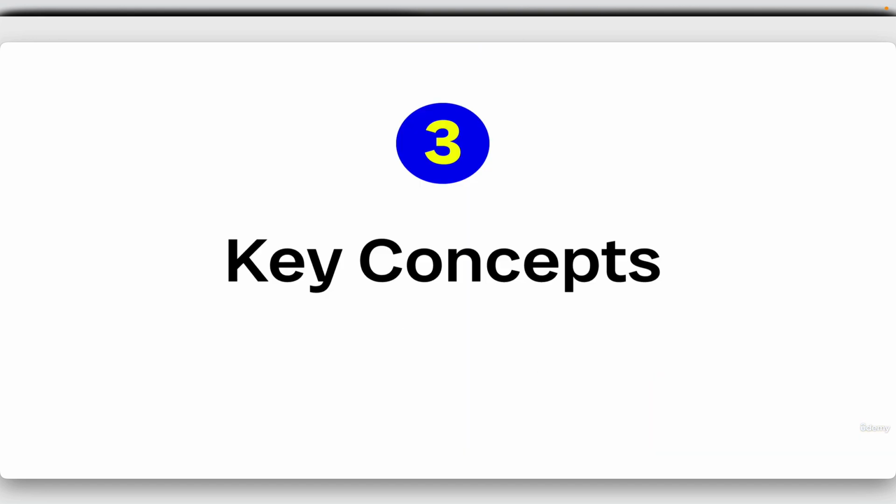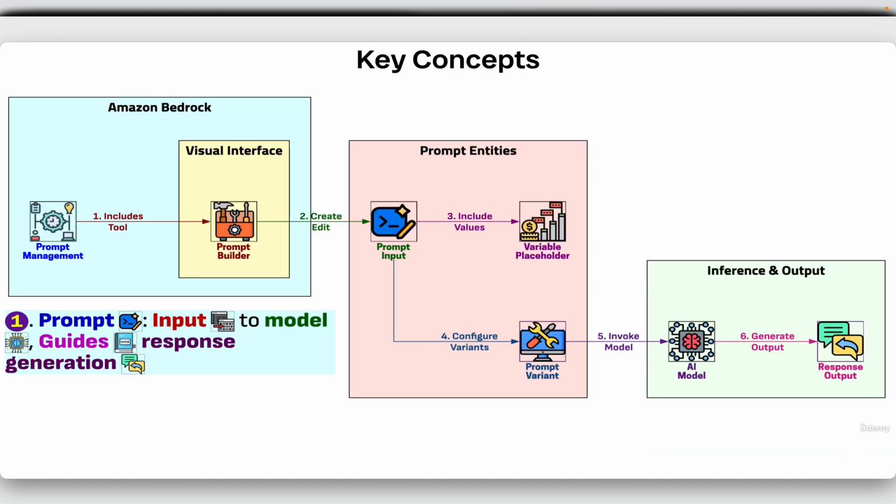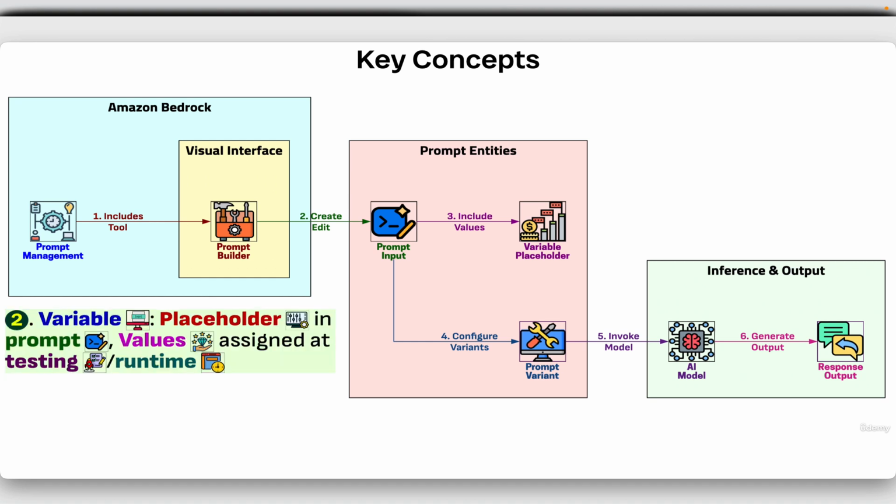Next topic is key concepts. So first one is a prompt. So this is an input provided to a model to guide it to generate an appropriate response or output. Next key concept is a variable, which is a placeholder that you can include in the prompt. You can include values for each variable when testing the prompt or when you invoke the model at runtime.